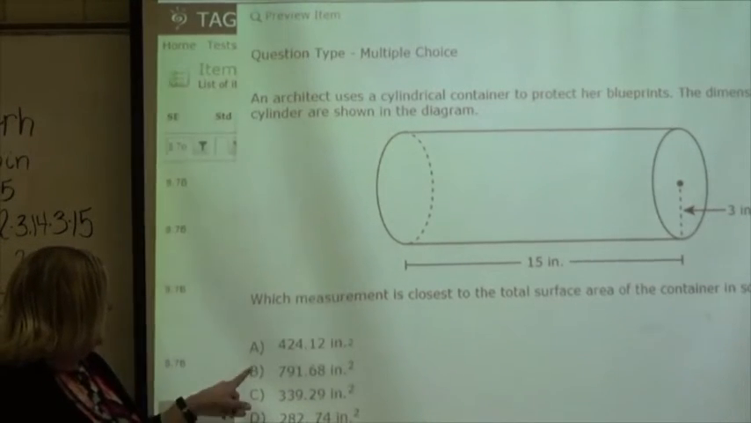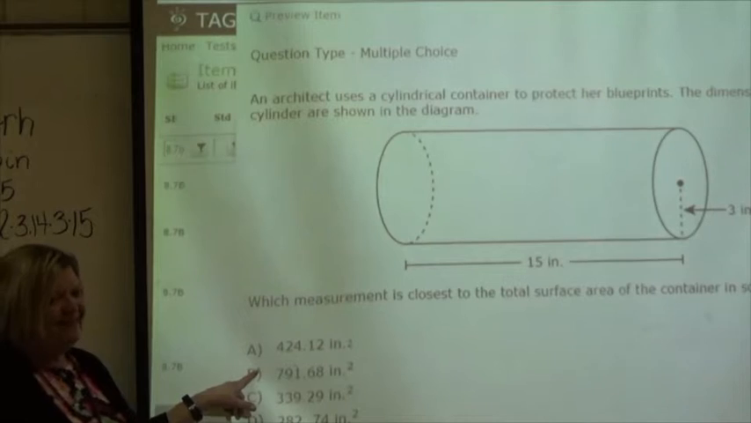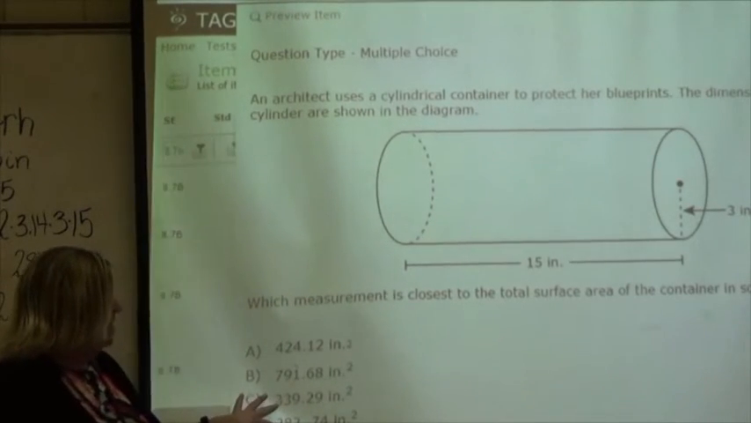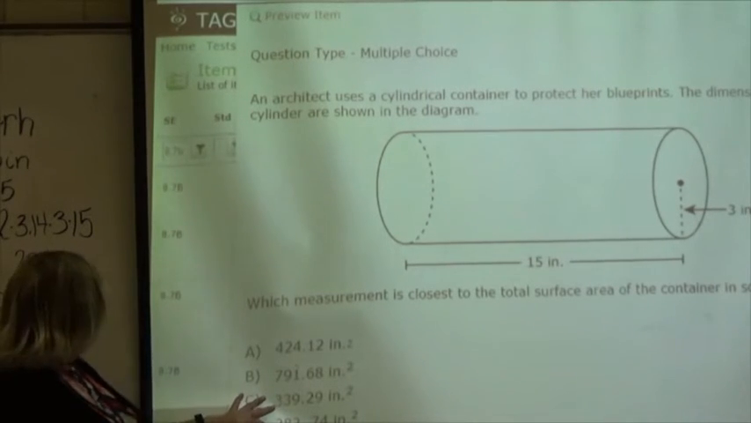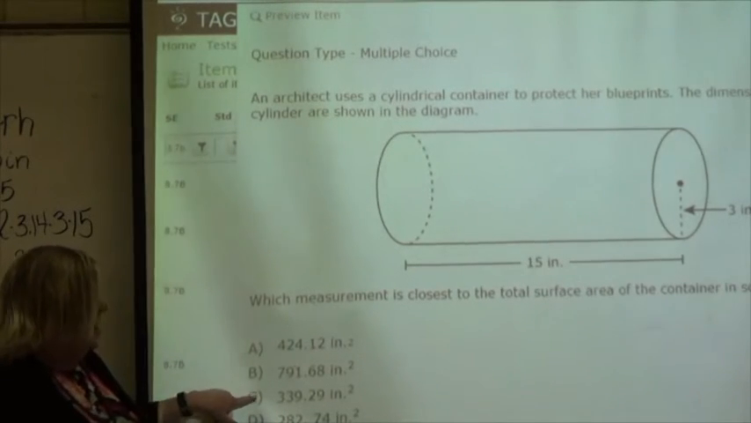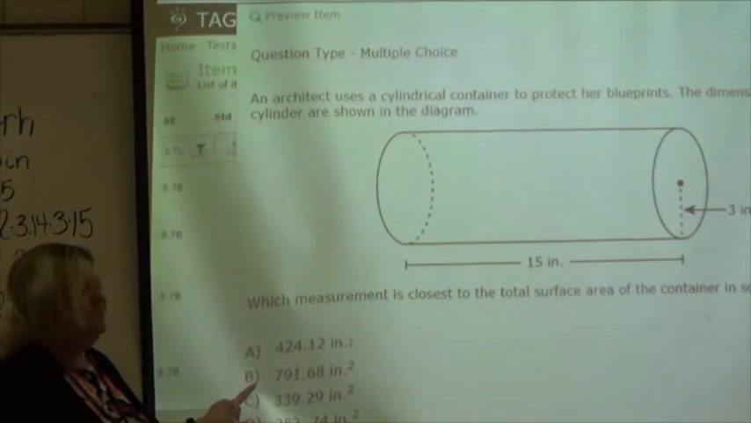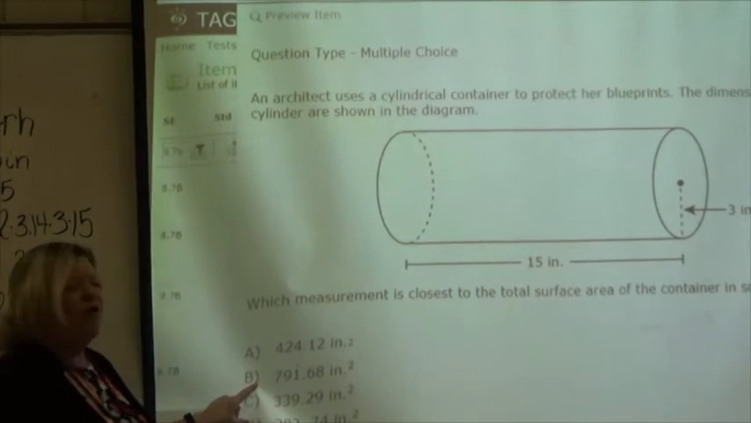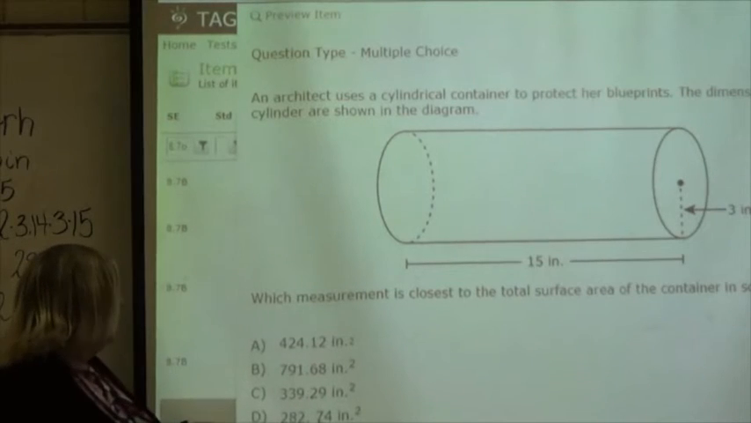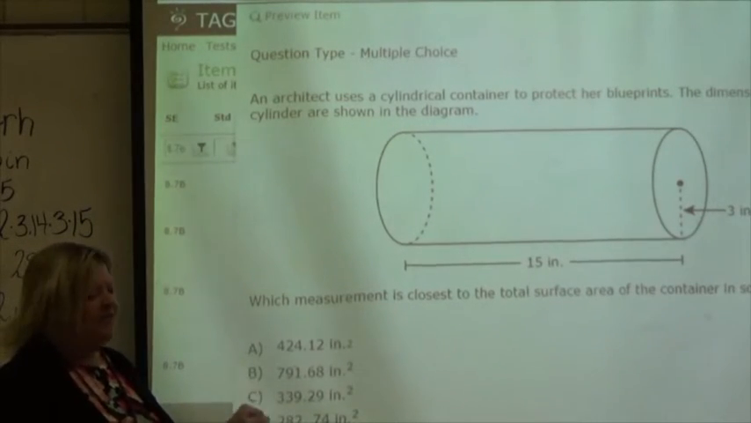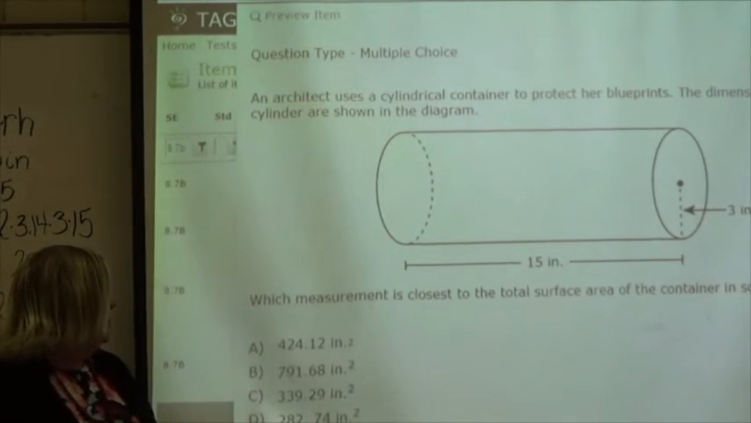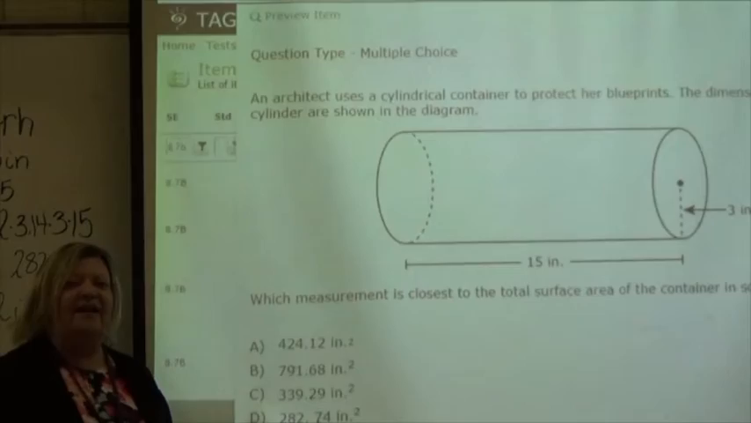B, 791.68 inches squared. No, that's way too high. And C, 339.29 inches squared. Well, mine's 339.12 inches squared, so that's going to be pretty close, but to make sure, I'm going to always check the last answer, which is 282.74 inches squared. No, that's too low. So my answer choice for this question should be C, 339.29 inches squared.